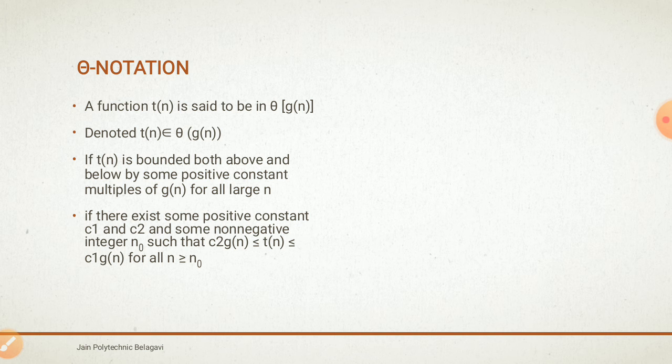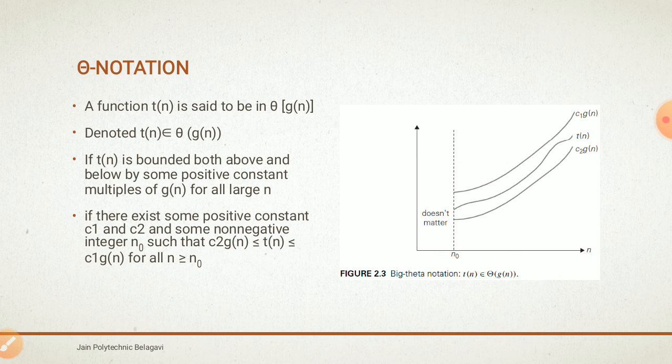With this definition of big theta notation, we can draw the graph, showing n naught, c1 g of n, t of n and c2 g of n for input size n for the function t. Then this is about big theta notation.